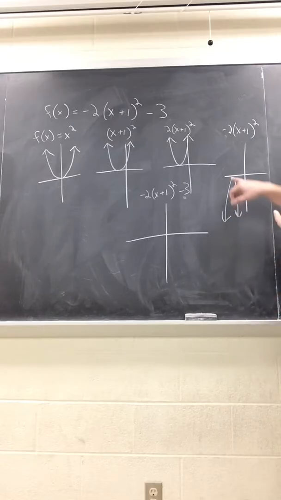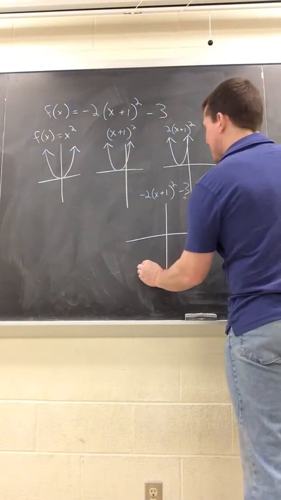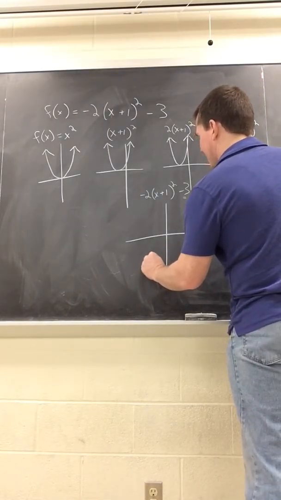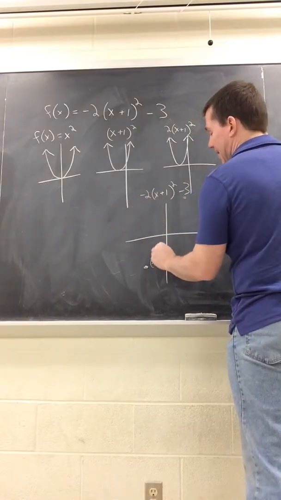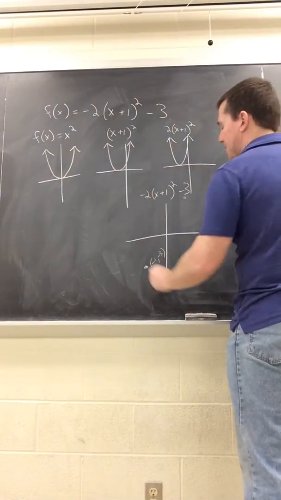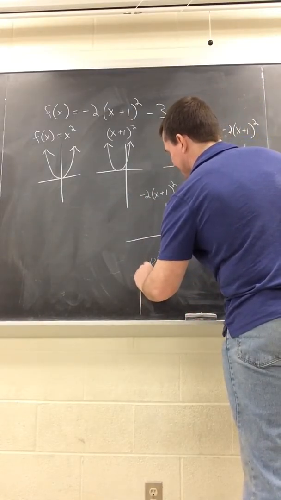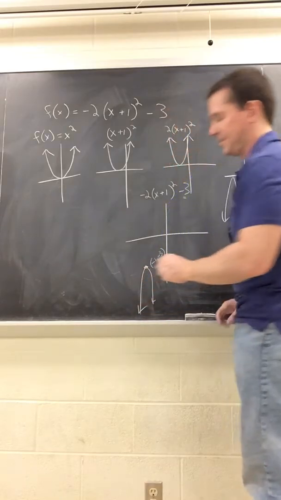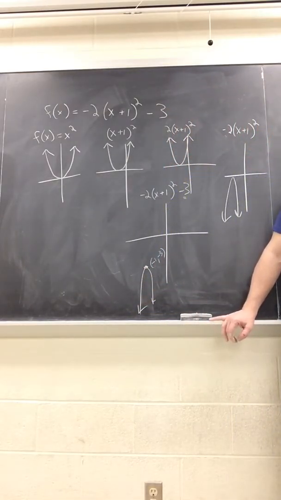And just keep track of the vertex in your head. We shifted it 1 to the left over there. Now we're going to go down 3, which means my vertex ends up down here. X is negative 1, to the left. Y is negative 3, down. And then it goes down. And there we go. There's my graph using all my transformations.